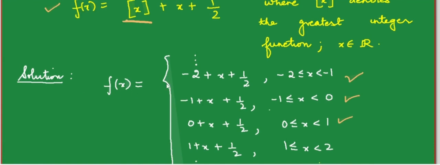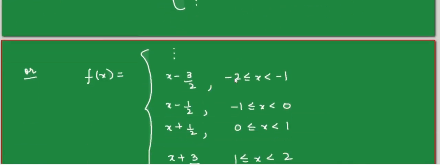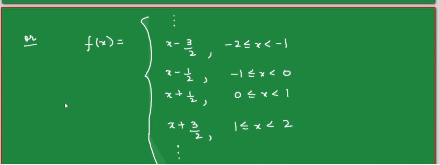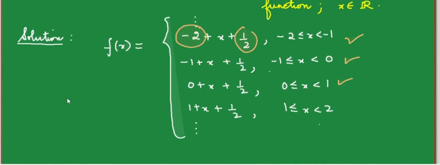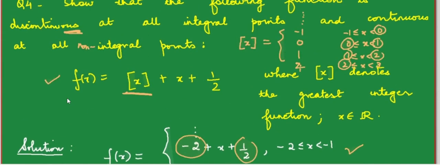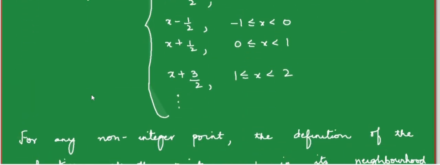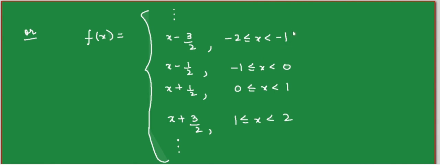Simplifying this a little bit, because this is -2, this is half, you can combine these two constants and further write your definition after simplification like this. So basically the function given in this question simplifies to a branched function which looks like this, and you can see that there's a break happening at every integer point.